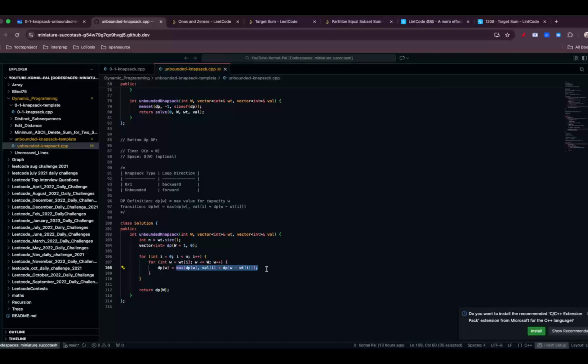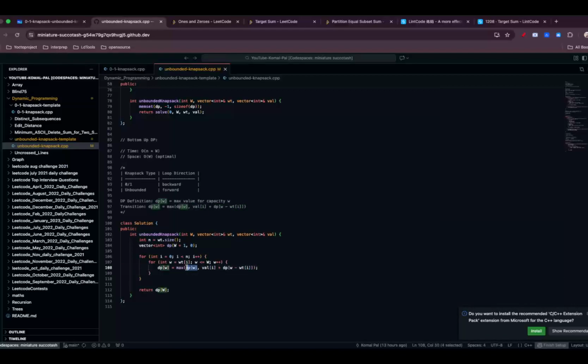Or if we take the value plus whatever is stored somewhere else, that is, when we do weight minus weight of I, when we choose this weight and subtract it from the same, at that point whatever is stored plus our present value, that is this.